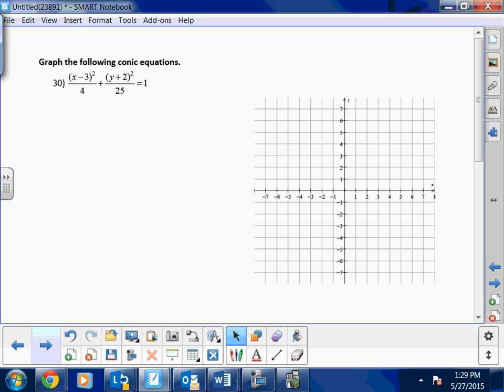Now let's move on to the conic sections. The lovely part about this is that we just got done with conics.